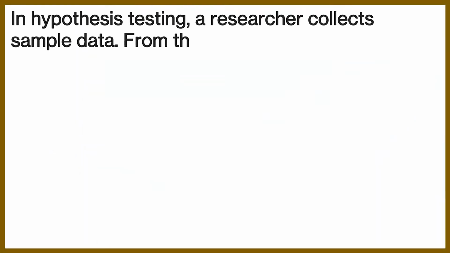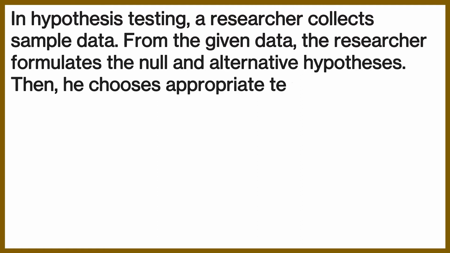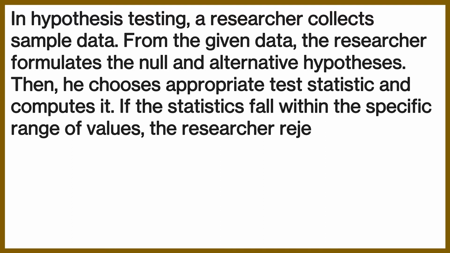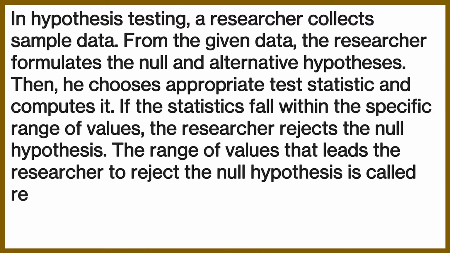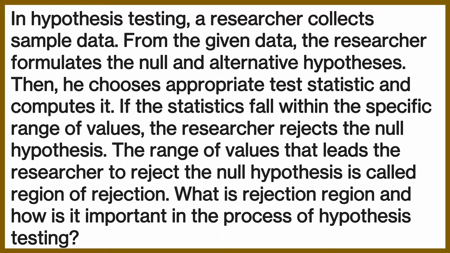Okay, in hypothesis testing, a researcher collects sample data. From the given data, the researcher formulates the null and alternative hypothesis. Then, he chooses an appropriate test statistic and computes it. If the statistic falls within a specific range of values, the researcher rejects the null hypothesis. The range of values that leads the researcher to reject the null hypothesis is called the region of rejection. What is the rejection region and how is it important in the process of hypothesis testing?